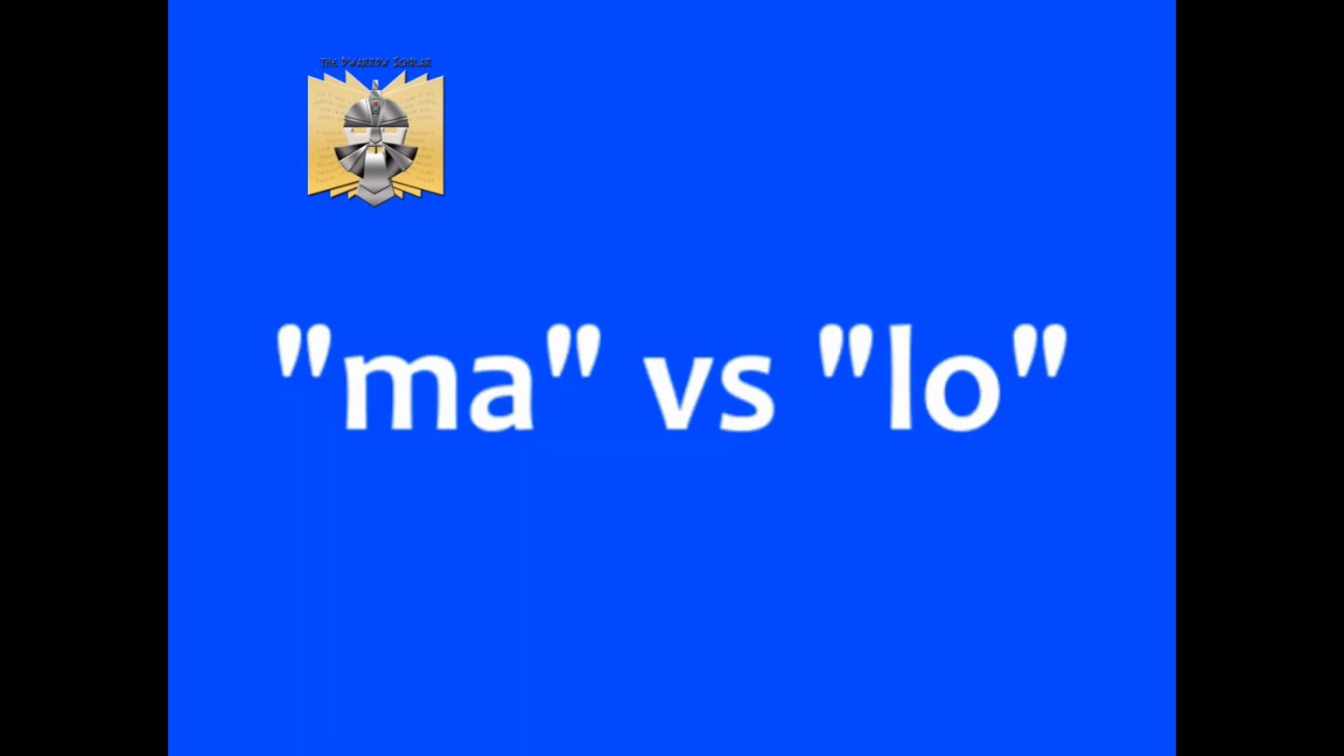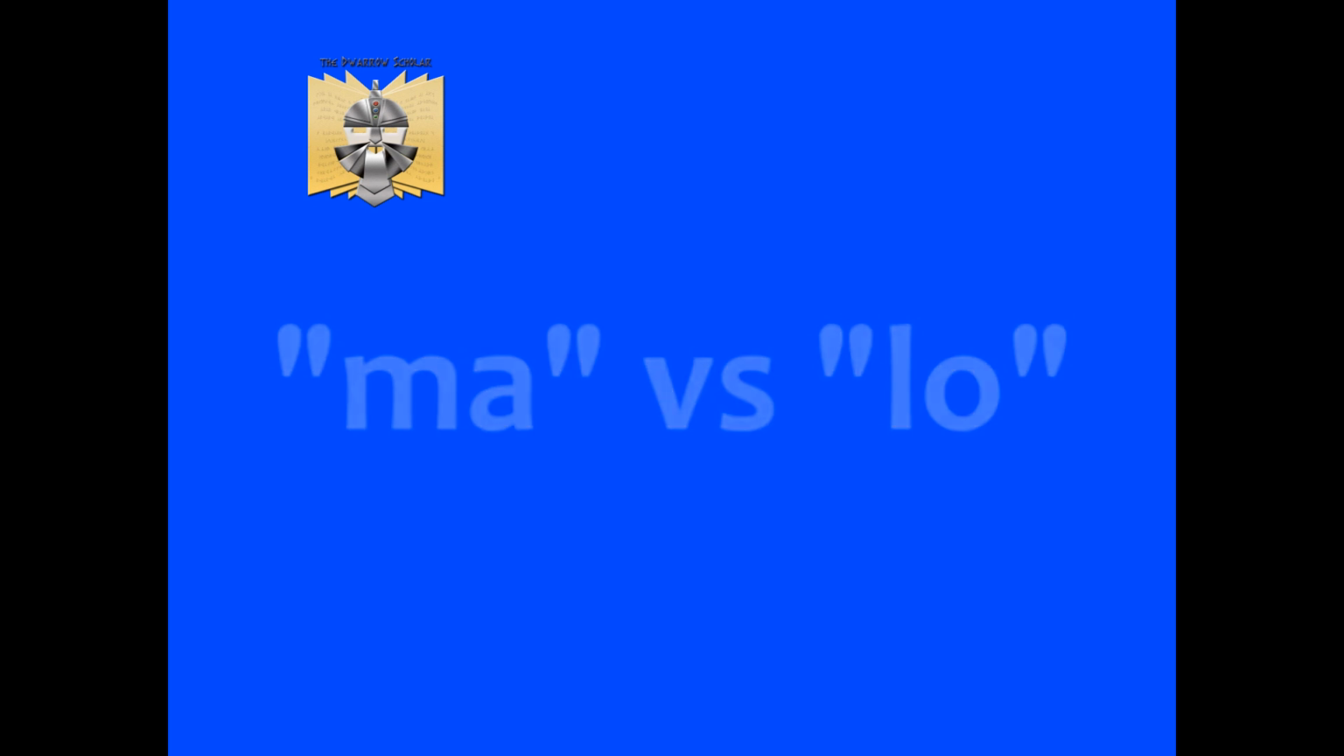Ma versus lo. Now these are both negations. Ma is placed before the conjugated verb to negate what is being said, while lo is placed before the adjective, noun, adverb, anything that isn't a verb really, to negate what is being said. An example, or a few examples here, masagridia being you are not afraid, and lozarin meaning not serious.